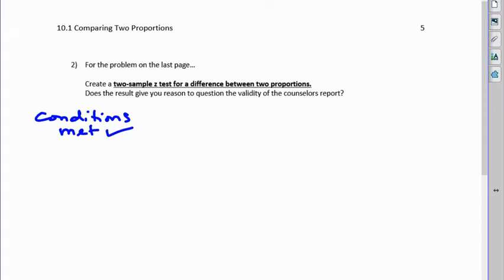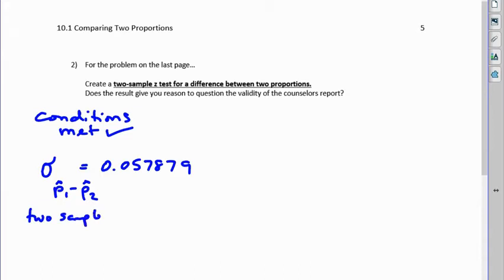In fact, on the other page we had found the standard deviation of the sampling distribution because we didn't have values for the statistics. We actually used population values. So I'm going to write that number down that we had on the last page. And so now we're going to have to do a two sample Z test for the difference of two populations.